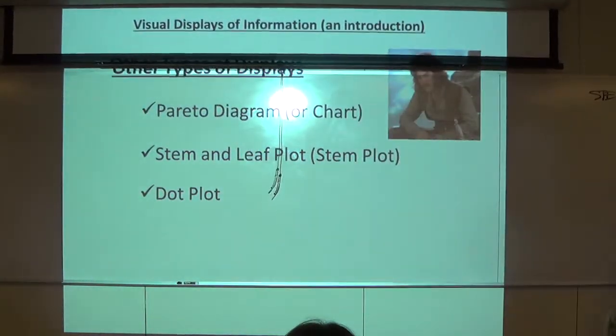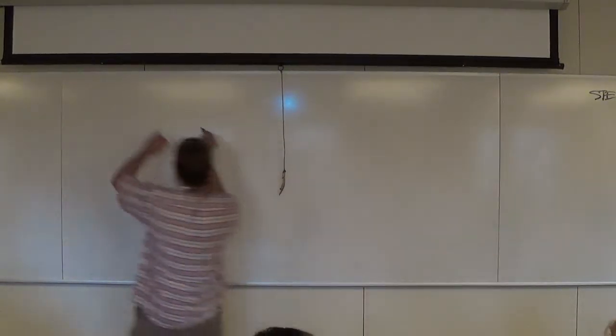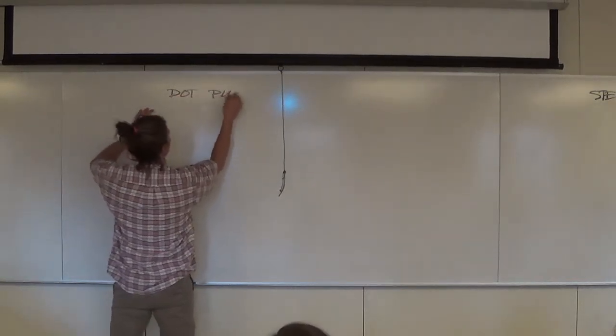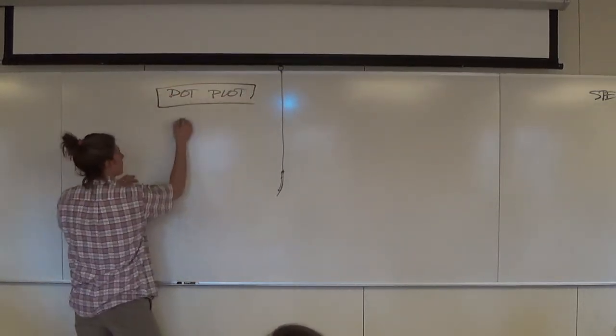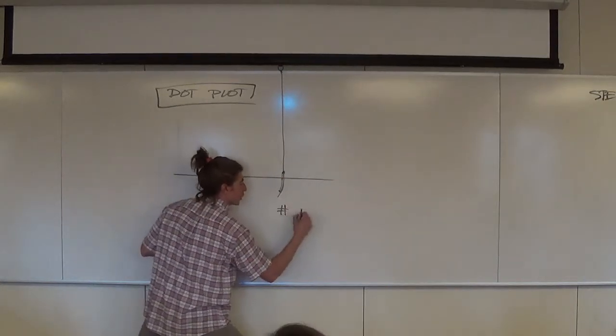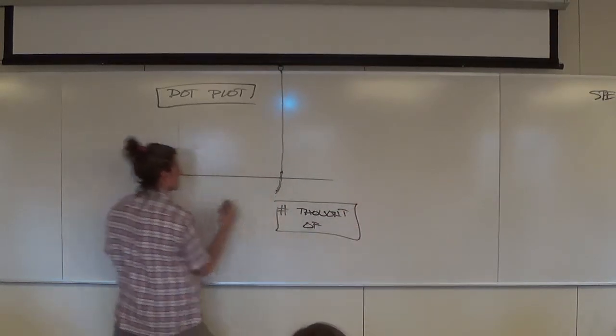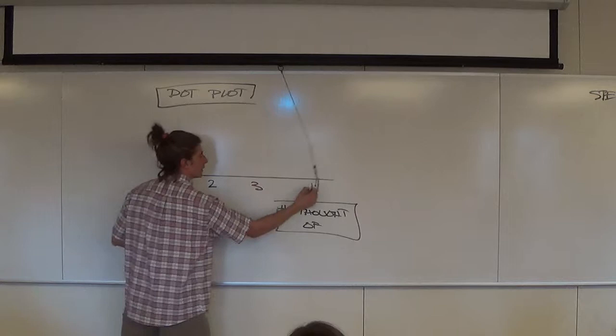A dot plot is a nice way of collecting something like this because you only have 4 possible data values, but you're going to have 30 or 35 or 40 instances of those data values. So it's real nice because it allows you to quickly establish your axis. Dot plot. We just need a horizontal axis. So this is the number thought of. 1, 2, 3, 4.